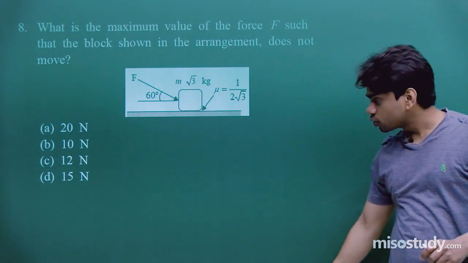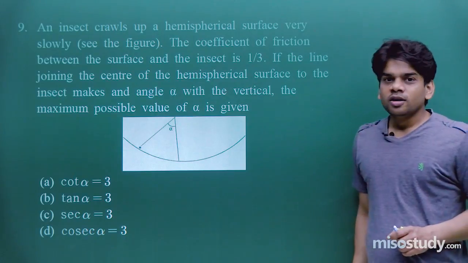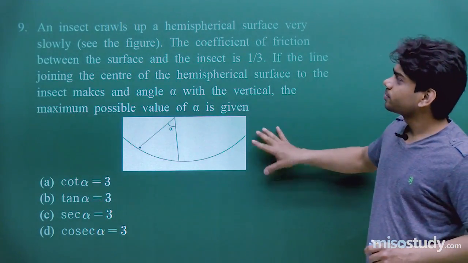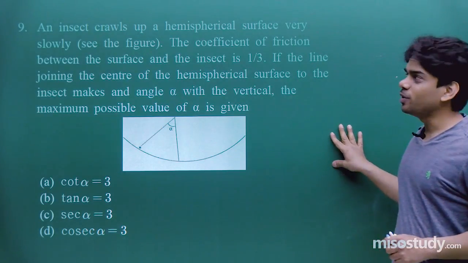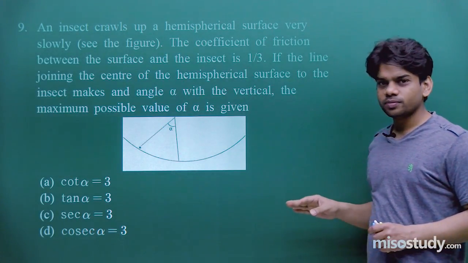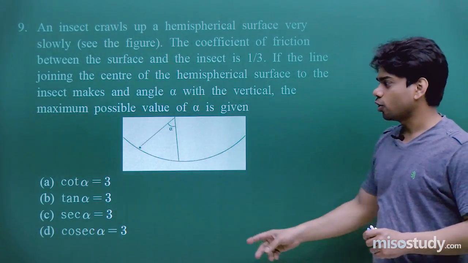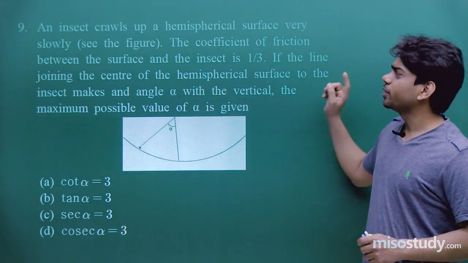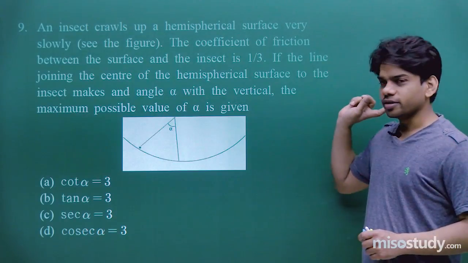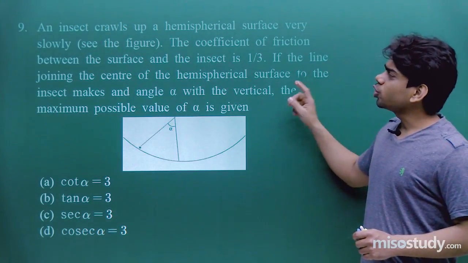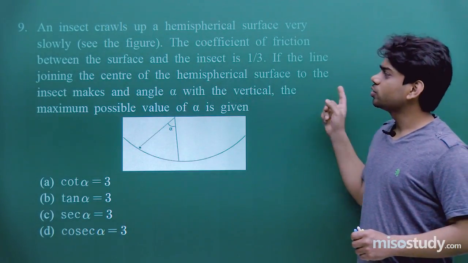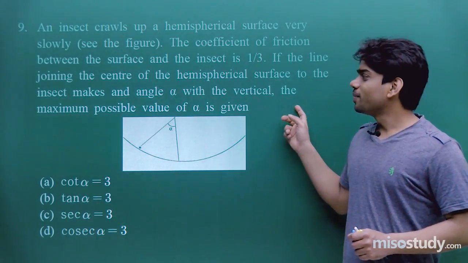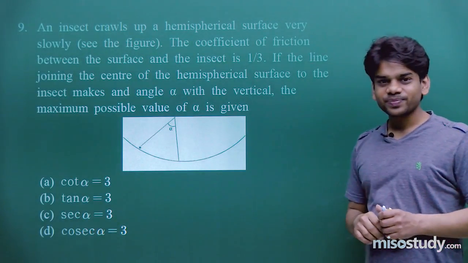The next question of the day is question number 9. Look here, a long statement and a diagram. An insect crawls up a hemispherical surface very slowly. See the figure. The coefficient of friction between the surface and the insect is 1 by 3. If the line joining the center of the hemispherical surface to the insect makes an angle alpha with the vertical, the maximum value of alpha is given by.